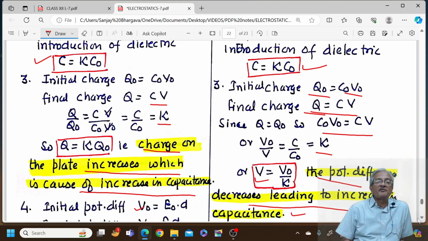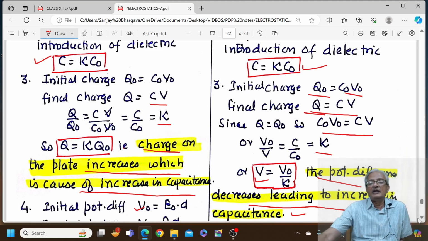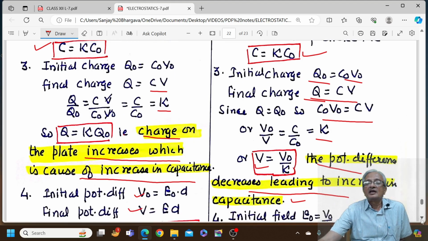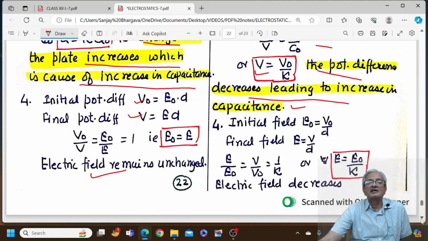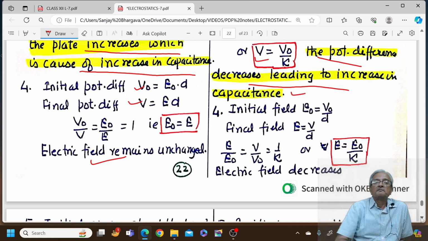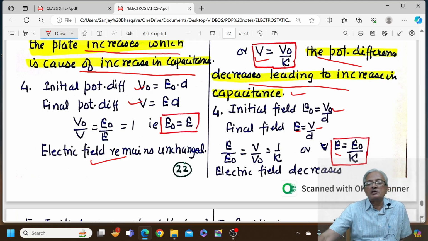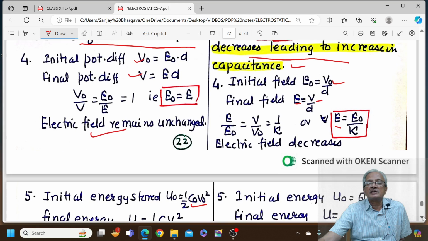See, in both cases the physics is totally different. In the first case the increase of charge led to the increase of capacitance, and here the decrease of potential difference leads to the increase of capacitance. In the two conductor system the physics is totally different. Initial field E0 would be equal to V0 by d and E would be V by d. So E upon E0 would be V upon V0, which is 1 by K. So E would be E0 upon K. The electric field also reduces following the potential difference.